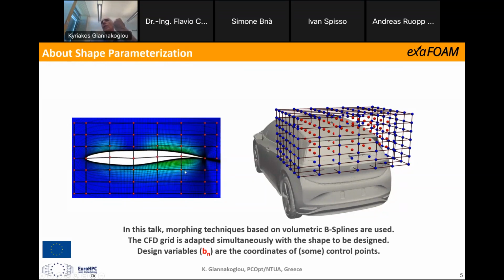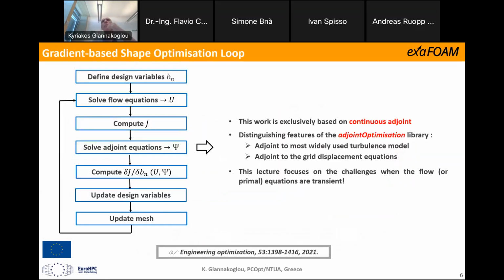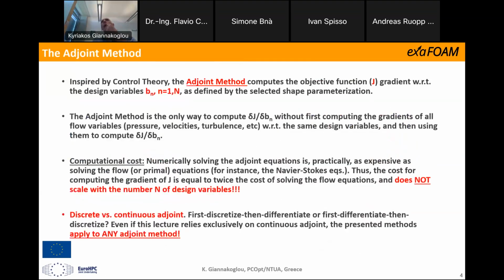So for us, the design variables, b_n, are the coordinates of some of the control points. I'm saying some of them because some others might remain fixed. For instance, in this car application that you will see later on, the blue control points are fixed, they do not move, whereas the red points are moving, and this determines the design variables. In a gradient-based optimization, I skipped one transparency, let me go back.